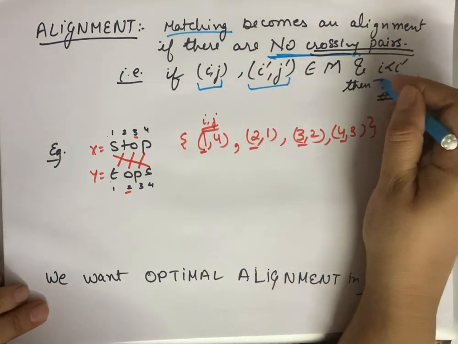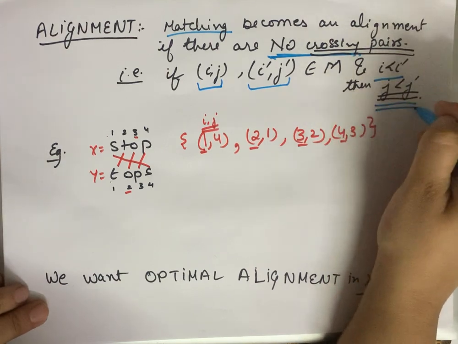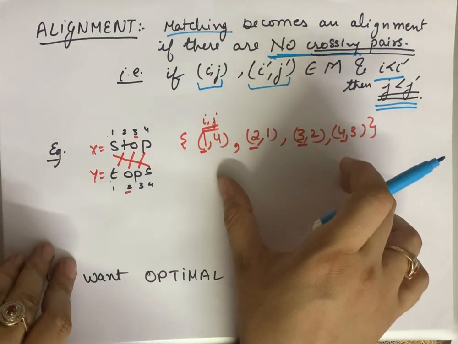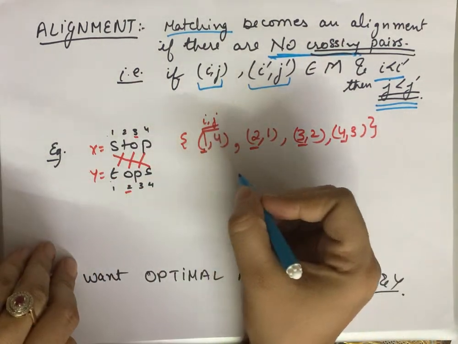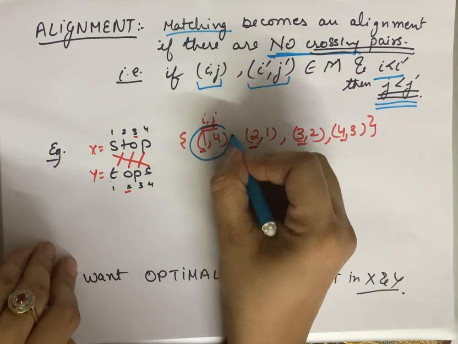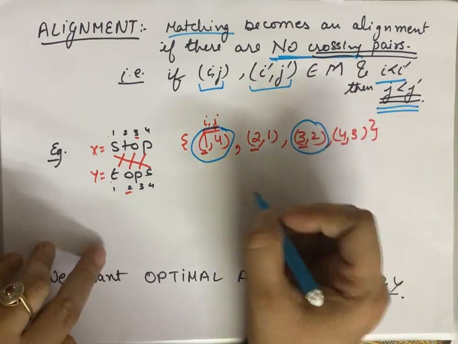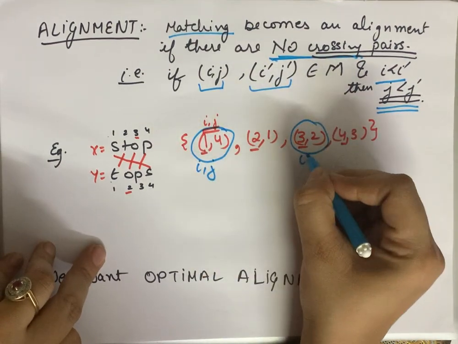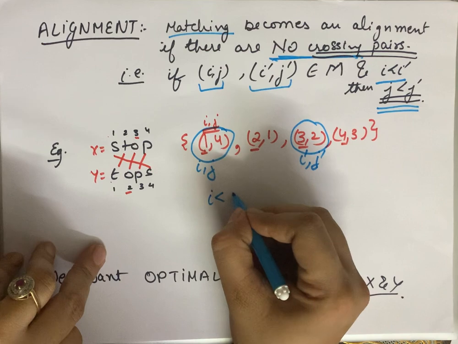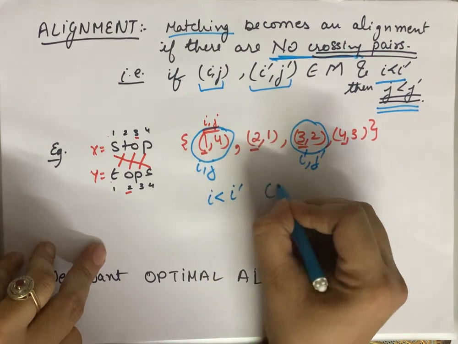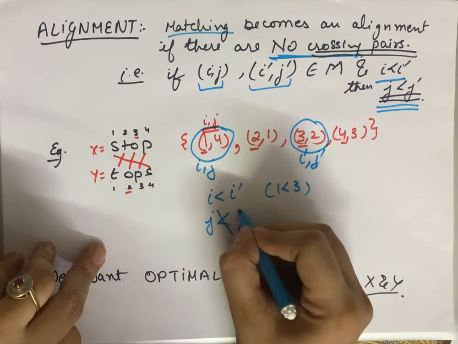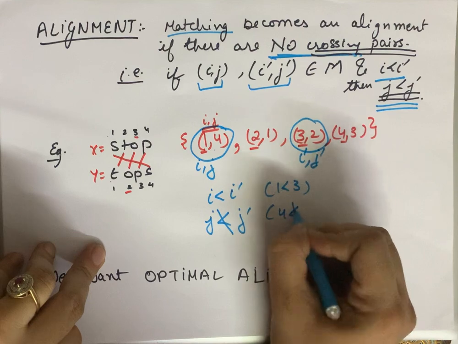then if i is less than i', then j must be less than j'. Considering this example that we took for the current matching, for the pairs that I am considering, take pair (1, 4) and pair (3, 2). This is (i, j) and this is supposedly the (i', j') pair from the given matching. Now i is less than i' because 1 is less than 3. Now j is not less than j' because 4 is not less than 2.